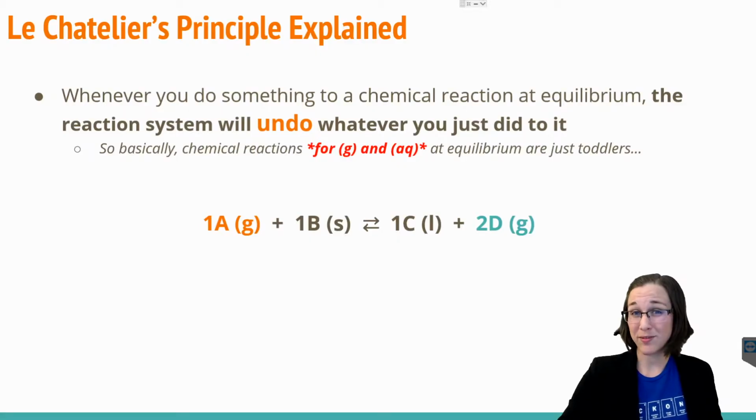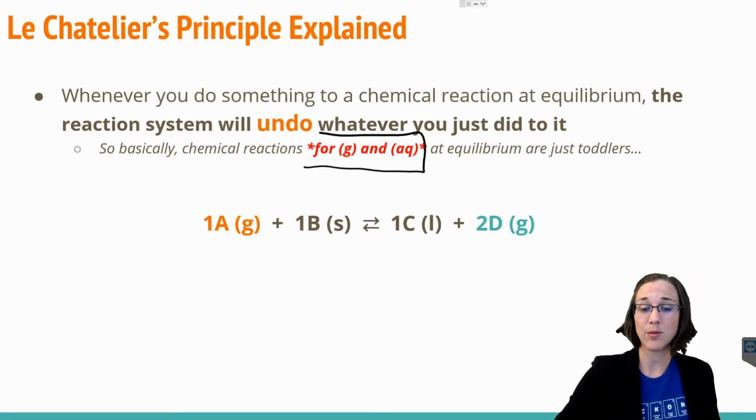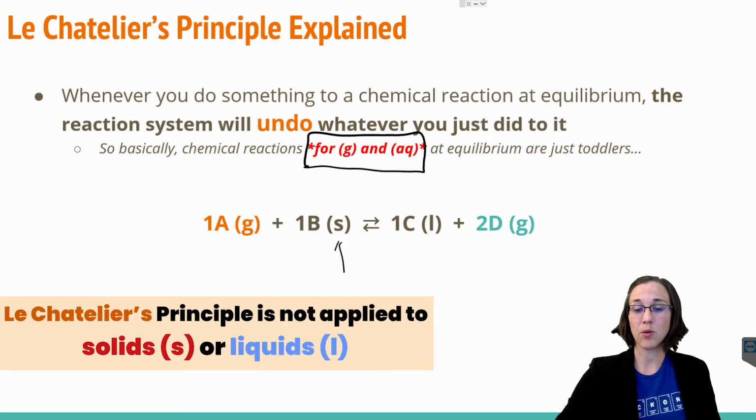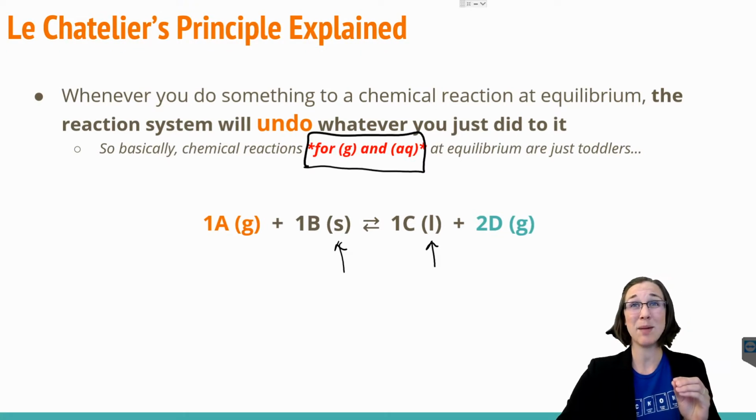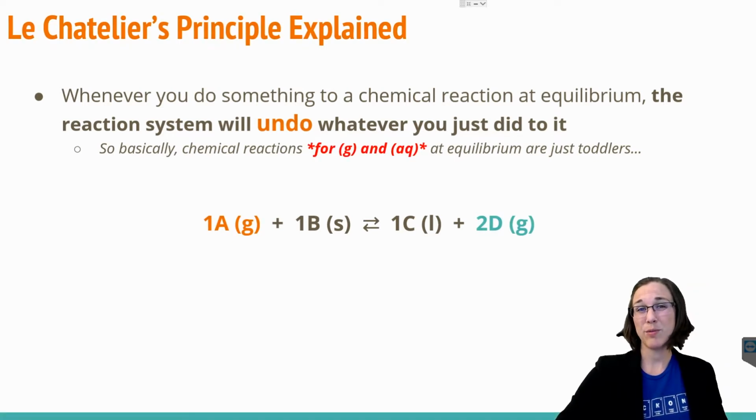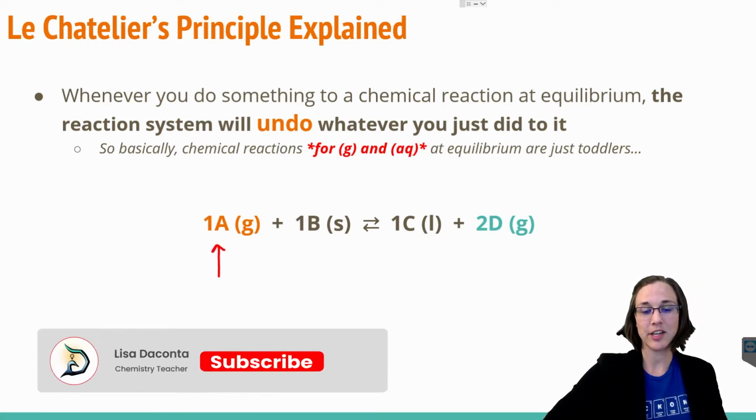Notice that I specified the chemical reactions for species that are either gases or aqueous state. The other thing we need to keep in mind is that Le Chatelier's principle does not apply to solids or liquids in a chemical reaction. We're only going to be looking at chemical species that are either in their gas state or an aqueous state to affect equilibrium. So let's say we were to increase the concentration of A.